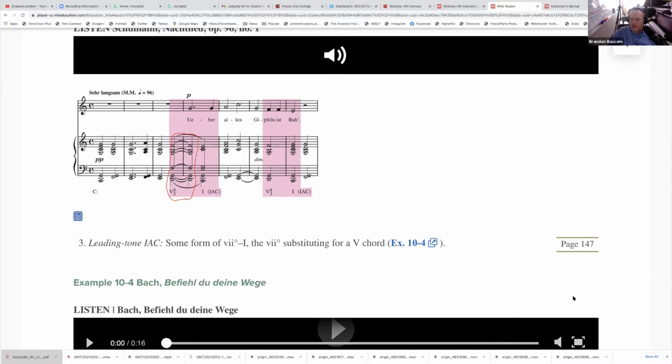So does that make sense? One more time, listen to this long chord. Example 10-3. So kind of weird to start on a 5-4-3, yeah?